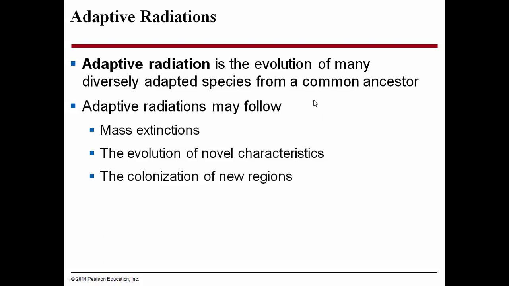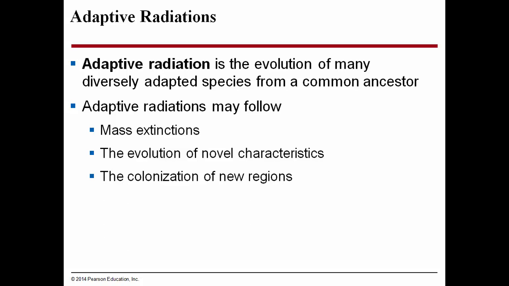Adaptive radiation is the evolution of many diversely adapted species from a common ancestor. Remember the Galapagos finch? There was the one Galapagos finch that found its way to the island, and then the island changed, the archipelago, and then it evolved into different ecological niches and different species. That is adaptive radiation.